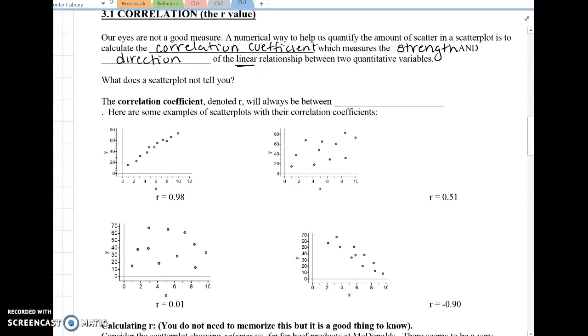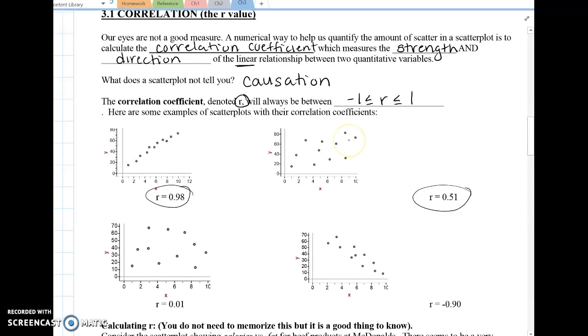So what does the scatter plot not tell you? Hopefully that again has been emphasized. It does not tell you causation. Just because you have a relationship between two variables does not mean that one was causing the other. Okay, so, things about the correlation coefficient. That's the r value that you've maybe seen before. It's always between negative 1 and 1. Here are some examples. This is a pretty high r value. You can see that the dots are pretty close to a line, all close together in a pattern. That's a really strong correlation. This is a 0.51, kind of a linear-ish pattern.